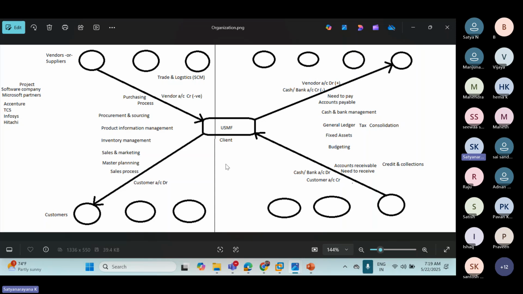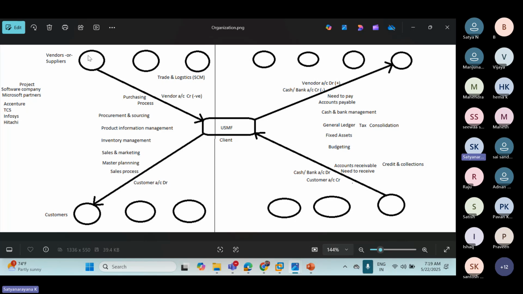So for you, an individual person, it is a project. For the software company it is called a client. What will this client do? They will purchase material and they will sell material. They will purchase the material from some other companies. The company from which you are purchasing the material is called a vendor.